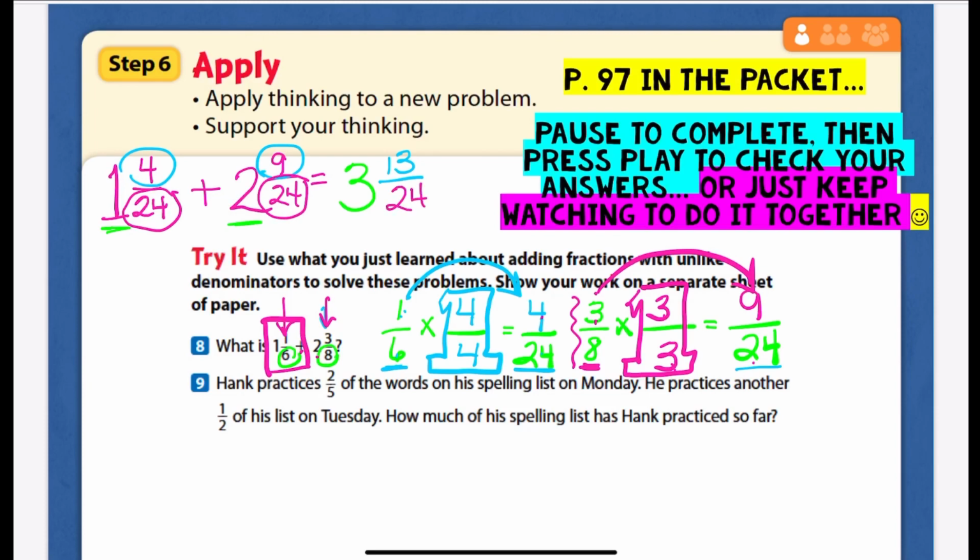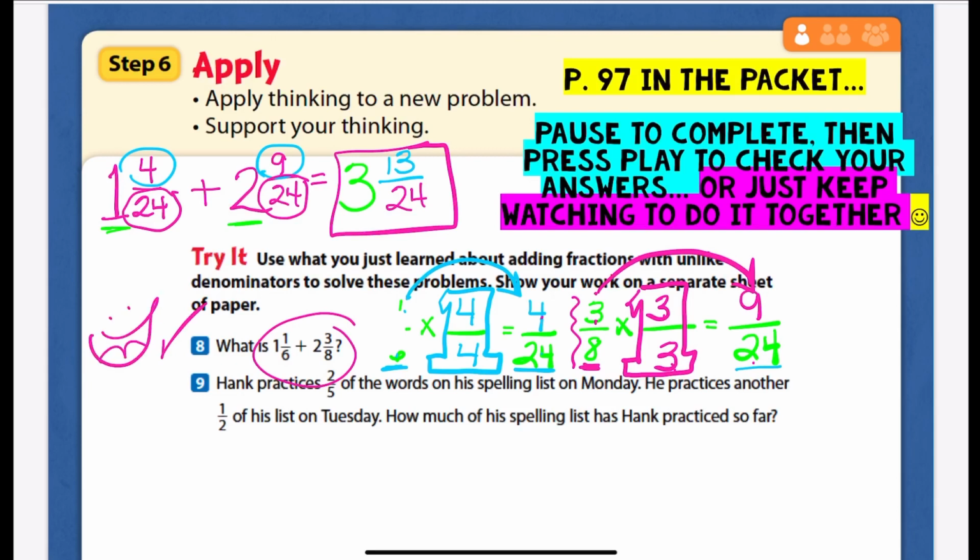So what is 1 1/6 plus 2 3/8? The answer, the sum, is 3 13/24. So if you got that, give yourself a check and a smiley face. And if not, hopefully you have a better understanding of why the sum is that right now. We had to, again, get common denominators of 6 and 8. And the least common denominator for that is 24.